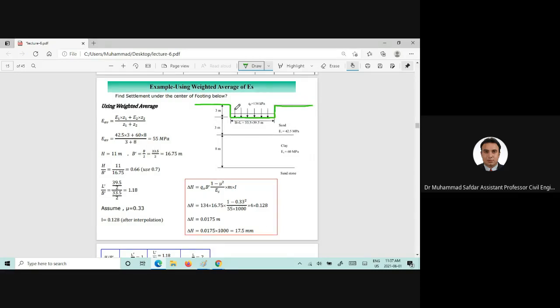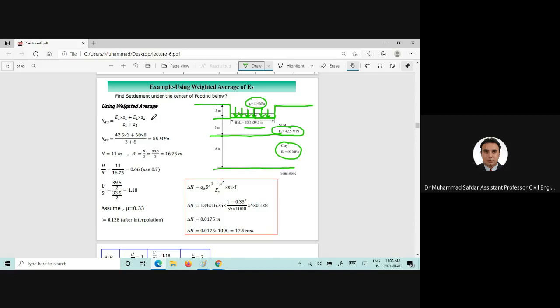For example, the foundation is placed here and the depth of the foundation is 3 meters, and Q naught, which is the net pressure intensity at the foundation level, is 134 kilopascal. The dimensions are given. The width of the foundation is 33.5 meters and 39.5 millimeters is the length of the foundation. Modulus of elasticity for the sandy soil layer is 42.5 megapascal, and for the clay soil layer it is 60 megapascal. Heights are also given.